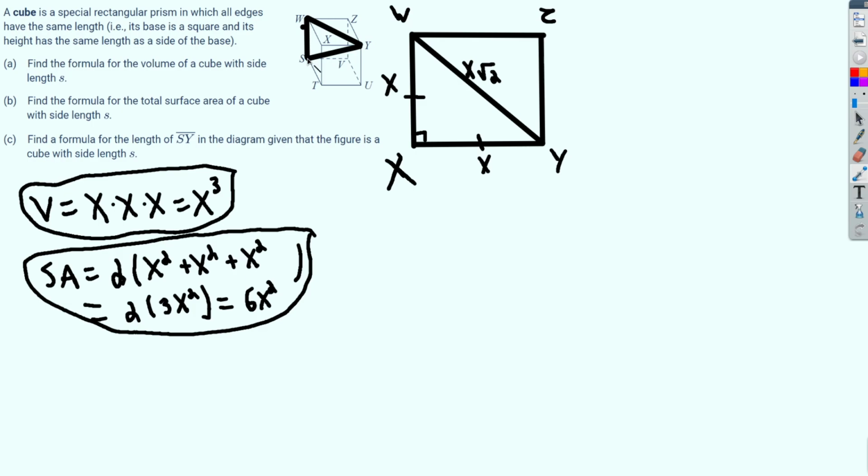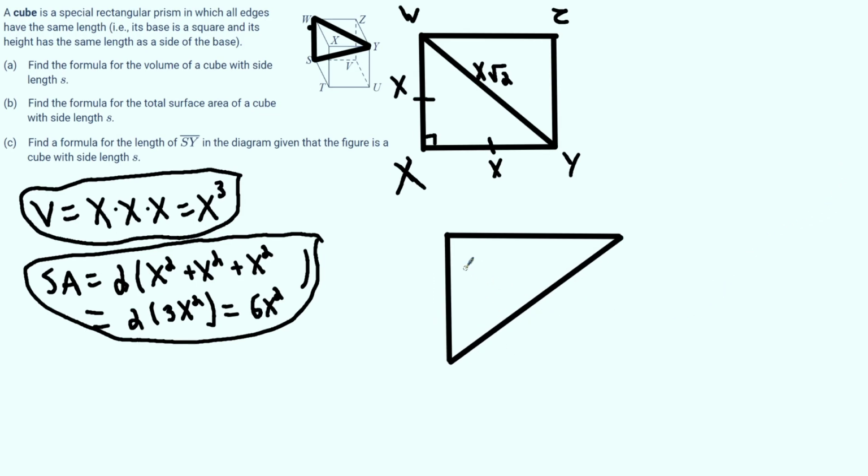So that is a triangle that looks like this. It is a right triangle because that angle formed by W and S is 90 degrees. I know that WY is x times the square root of 2. WS has a length of x. So now I need to find SY.